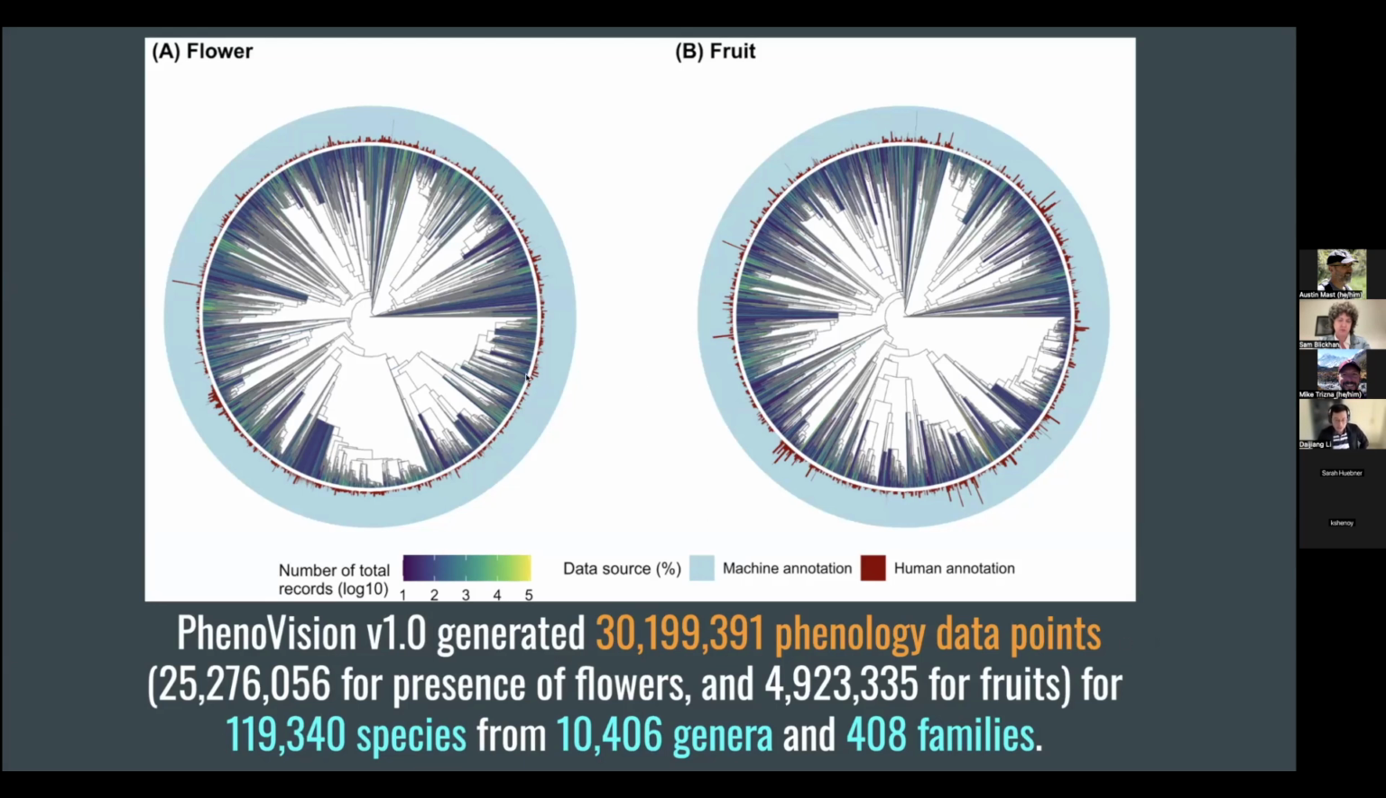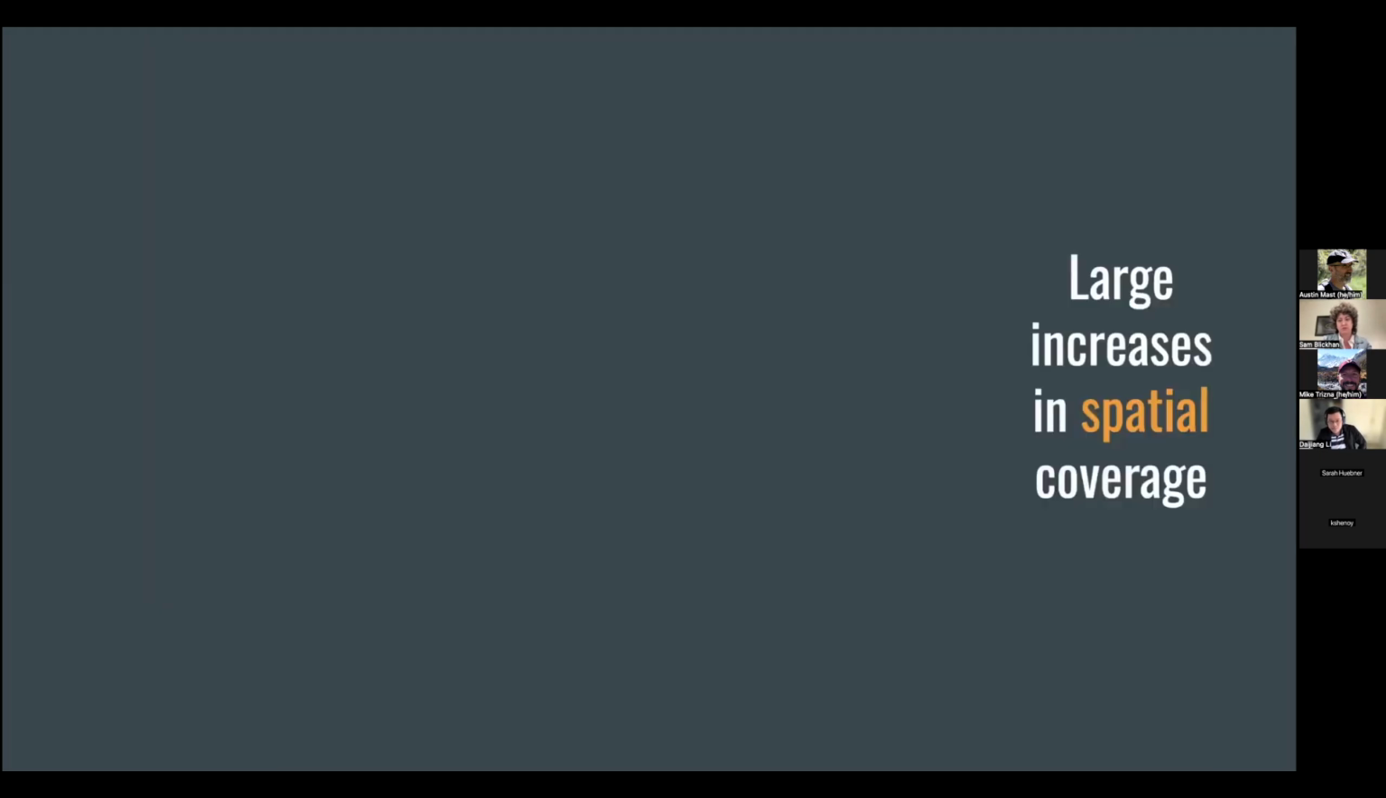And here it's the phylogeny of the genera, and the red bars are the existing human annotation data, while the blue ones were the machine-annotated data. They are relative proportions, so the percentage. So you can see for most of the genera, Phenovision contributes most of the phenological data now for those genera.